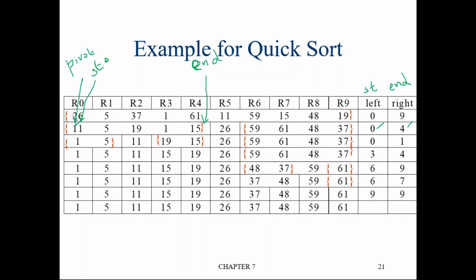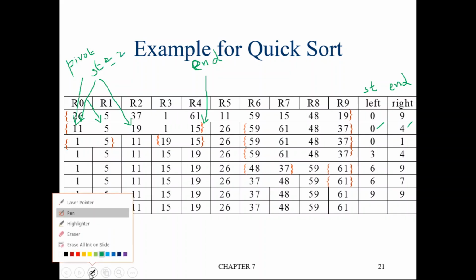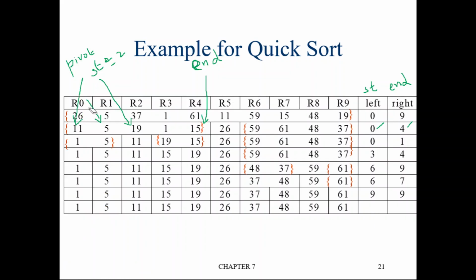Check, is the element at start location less than or equal to pivot? Yes, 11 is equal to pivot, so increment start. Now start will point here. Is this element less than or equal to pivot? Yes, 5 is less than pivot, so increment start. Is this element less than pivot? Pivot is 11, this is 19. No, 19 is not less than 11, so start stops. As of now start is pointing to the second location.